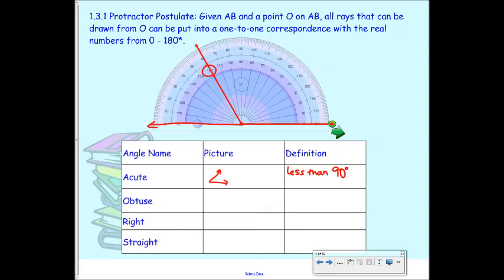I always remember it because it's cute and little. All right? So little angles are cute. It's acute. Obtuse means what? More than 90. Very good. More than 90. But it has to be less than what? Good. Less than 180.